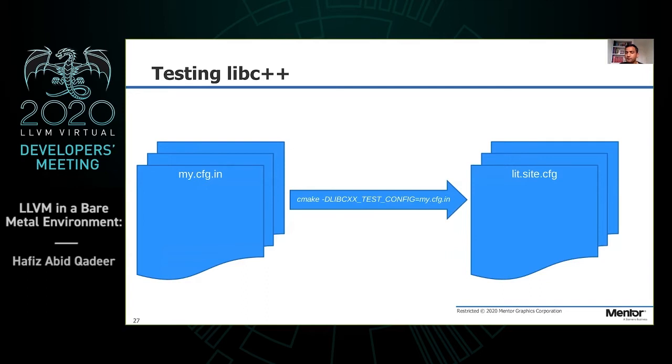This provides quite a lot of power to the people who are working downstream, because they now don't have to worry about changing the cfg.in file in the LLVM sources, but instead they can provide their own cfg.in file, which is customized for the target. So it is quite useful. There is a talk about libc++ testing, I think, later today, and we probably will know more about these changes in that talk.